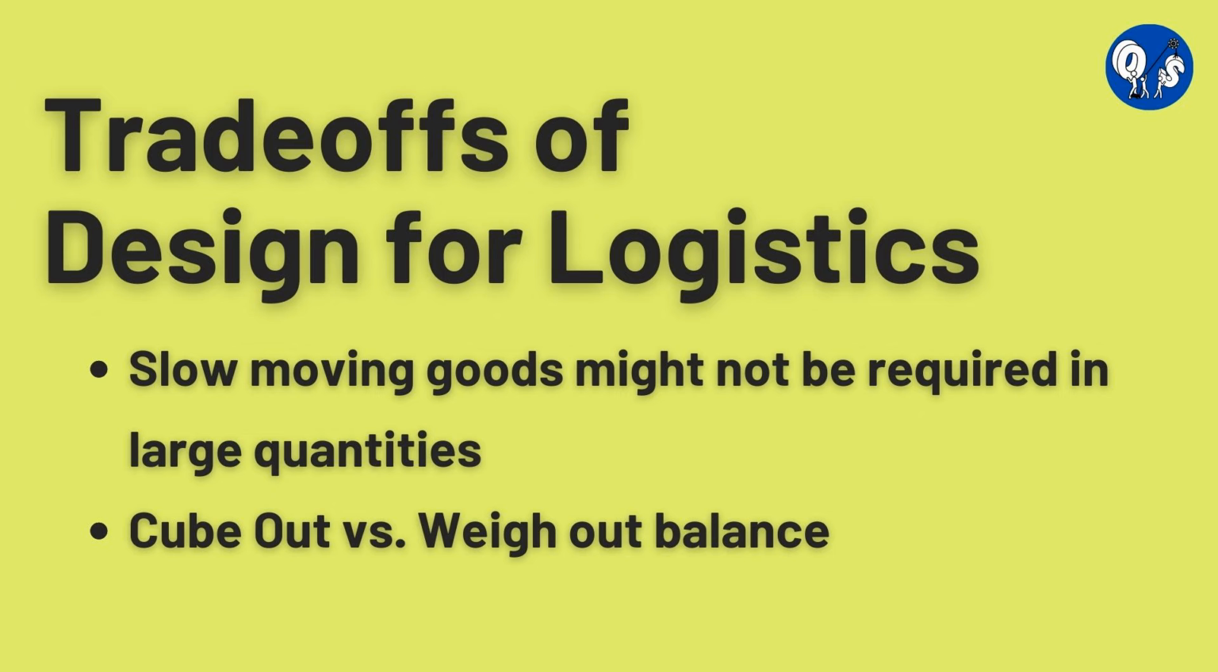The biggest trade-off of this particular design is that it is not feasible or practical for the goods which are slow moving and are not required in large quantities. Another issue with this approach is cube out versus weigh out balance. Now what is cube out and what is weigh out?